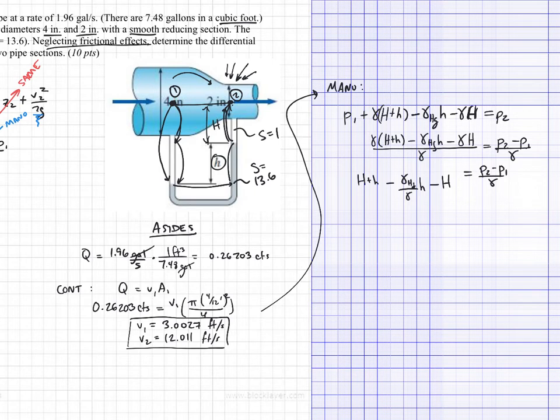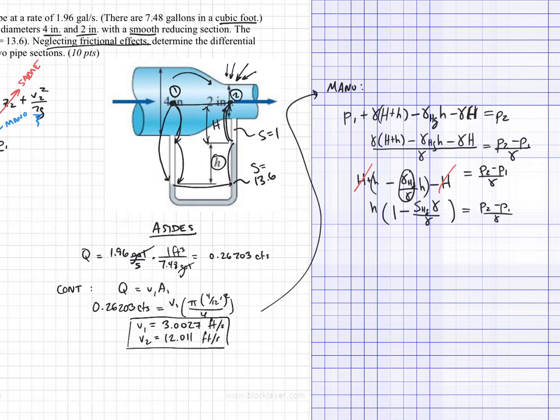Wait, I missed something here. No, that's right. Okay, so these capital H's are going to go away. What I'm left with, this thing right here, what I'm going to do is pull an h out. H, and I'm going to end up with 1 minus gamma Hg over gamma, which can be written as SHG over gamma water, or just gamma, I guess, because I've been calling gamma water gamma, divided by gamma, equals P2 minus P1 over gamma.